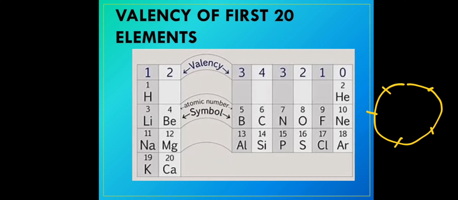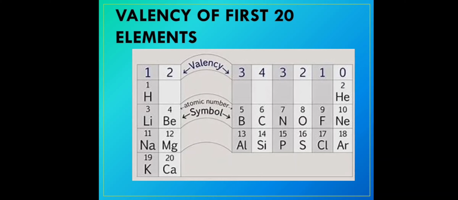So if they pull 3 more electrons from outside to complete their octet, they will have 3 extra negative charges. So they will have a -3 charge on them because they have taken 3 negative charges.